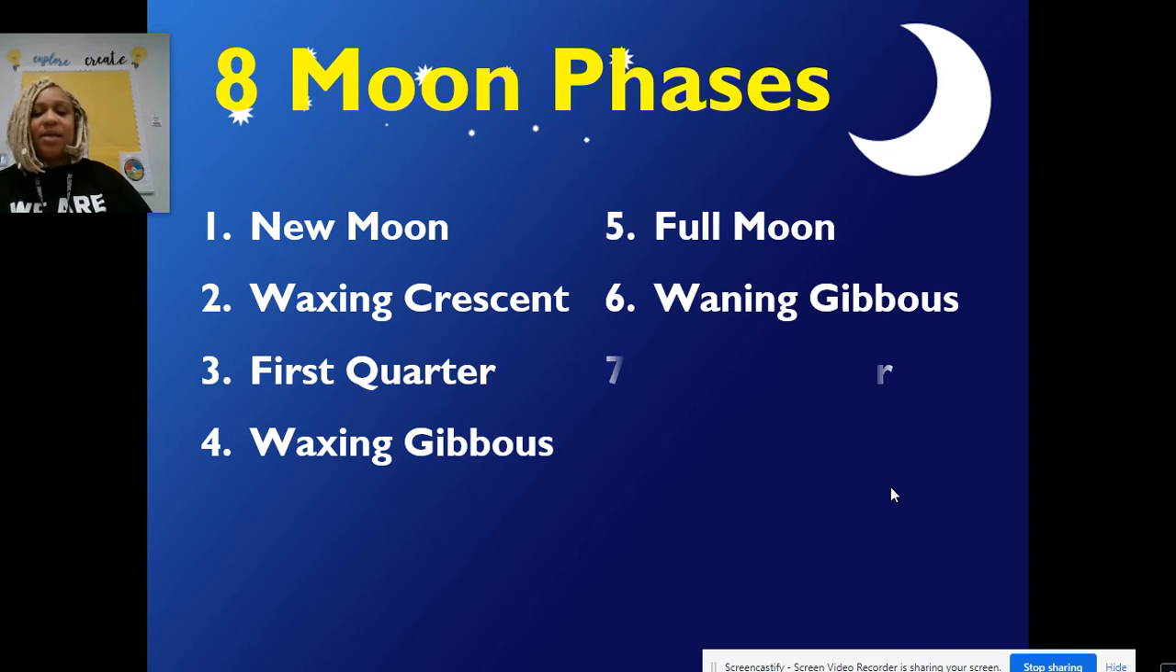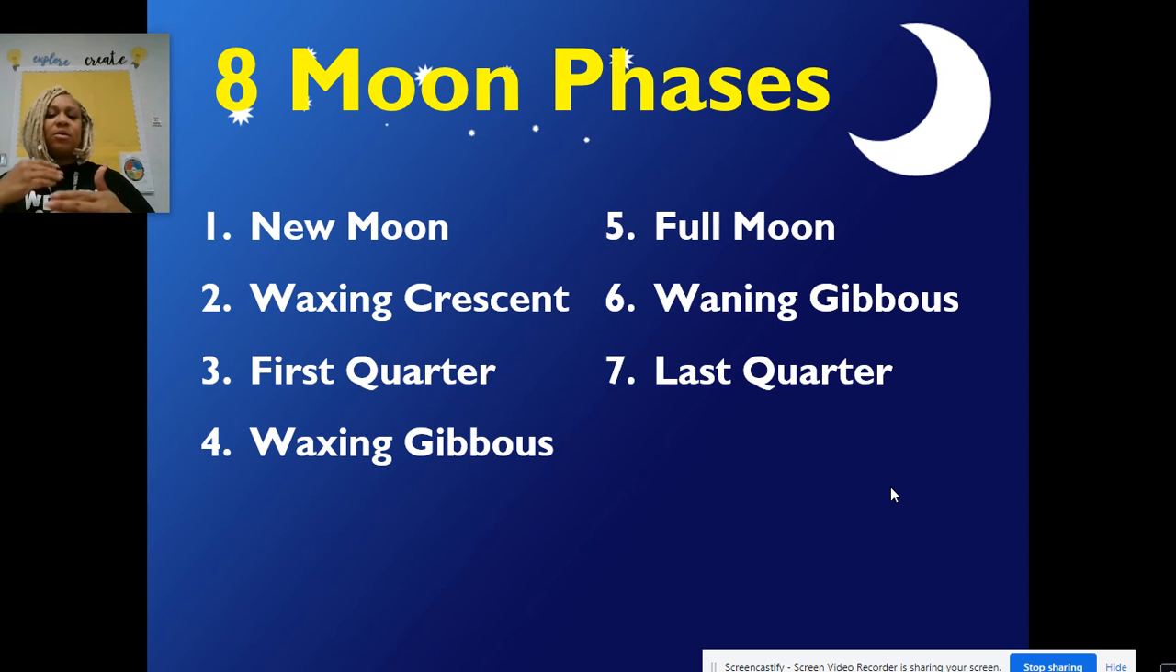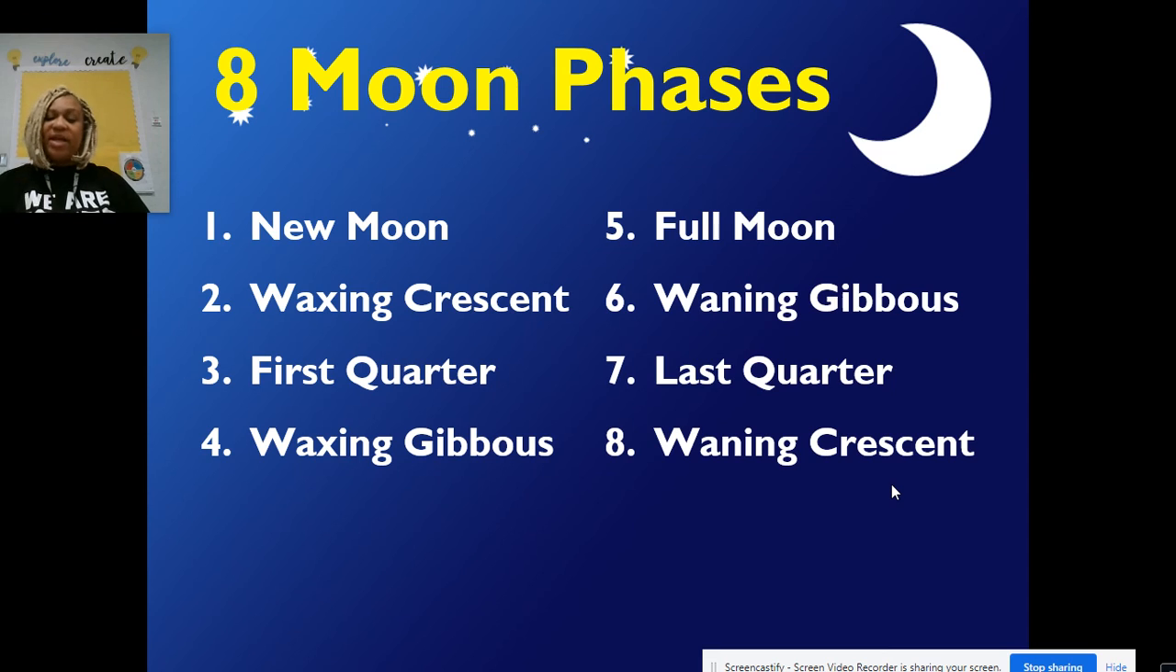Waning gibbous would be next. Then last quarter, and I want to make sure I go into detail about that. You may see last quarter, third quarter, or half moon, but please understand that the third quarter would be your last quarter. So you'll see those words interchangeably. And then, of course, your waning crescent, which brings us all the way back up there to the new moon. It's just a continuous lunar phase cycle.